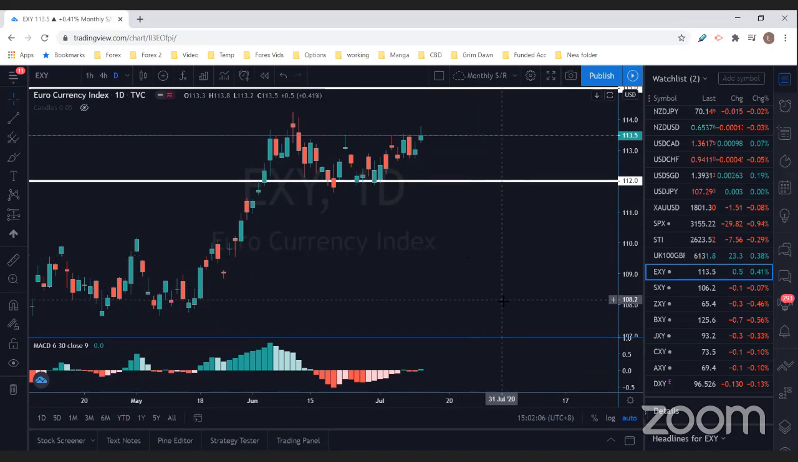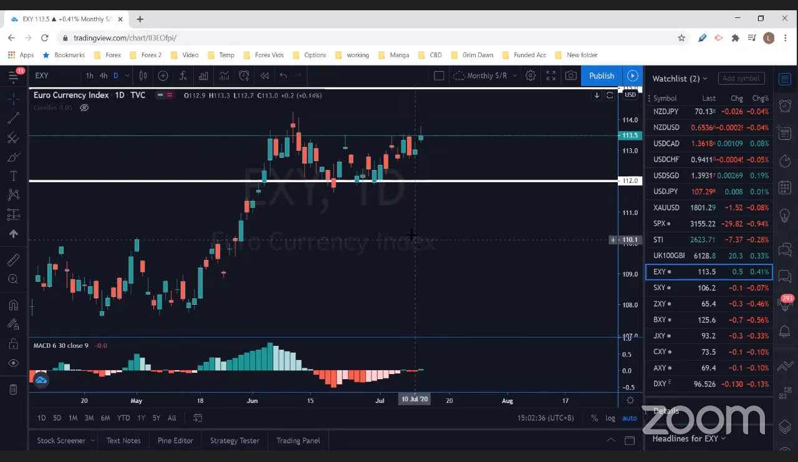The first one right off the bat, I'm looking at the Euro currency index. For those who are not familiar with currency indices, it's just the Euro against a basket of other currencies. It's not EUR/USD or EUR/AUD, it's mainly the Euro against a basket of other currencies. That gives me a good indication of whether the Euro itself is strengthening or weakening. That's how I approach the market.